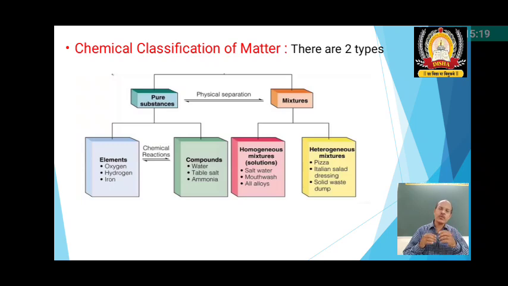Okay, that is one point before going to the classification. Now we will concentrate on the classification point of view. Here there are two major types, one is pure substances and another one is mixtures. Pure substances are broadly classified into, as you know already, two types: elements, for example oxygen, hydrogen, iron, copper, like that. Then compounds, you can take water, table salt, that is sodium chloride, ammonia, calcium carbonate, any kind of examples. Whereas mixtures are further classified into homogeneous mixtures and heterogeneous mixtures.